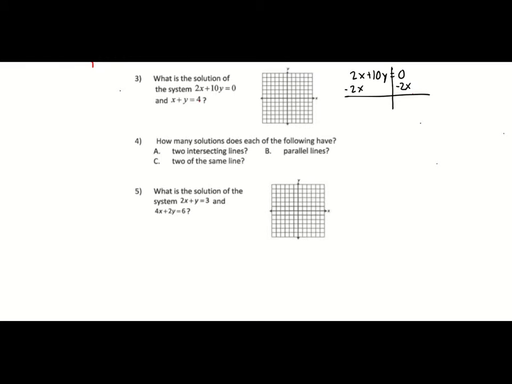2x minus 2x is 0, so I'm left with 10y equals minus 2x plus 0, so just minus 2x. Then I'm going to divide both sides by 10. Y equals negative 2 over 10, which I can reduce in my calculator. Remember, if you type negative 2 divided by 10, hit math, enter, enter, you should get negative 1 over 5.